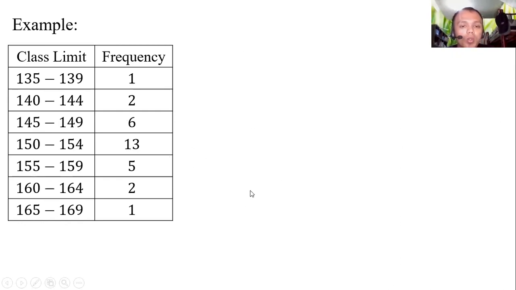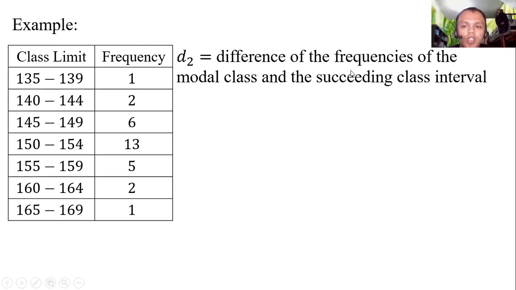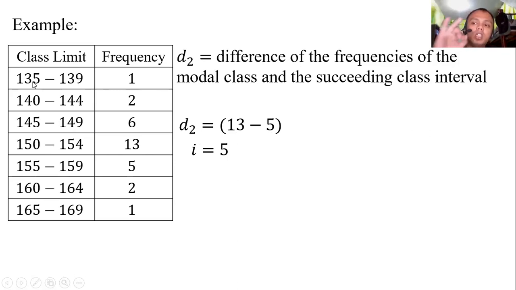Then for D sub 2, the difference of the frequencies of the modal class and the succeeding class interval. So our modal class is 13 and the next frequency is 5. So that is your D sub 2. We have 13 minus 5. Well, your i is 5, because 135, 136, 137, 138, 139. So 5.